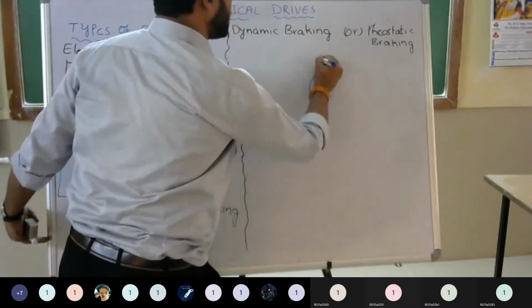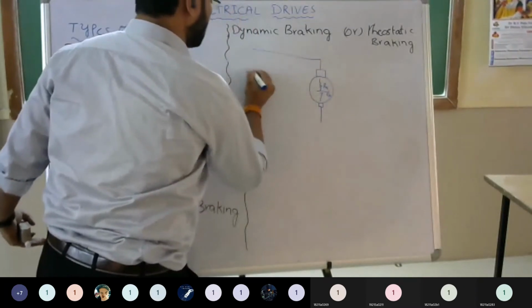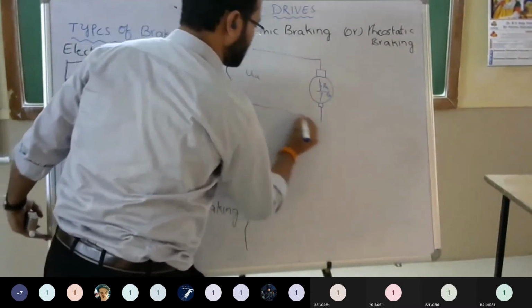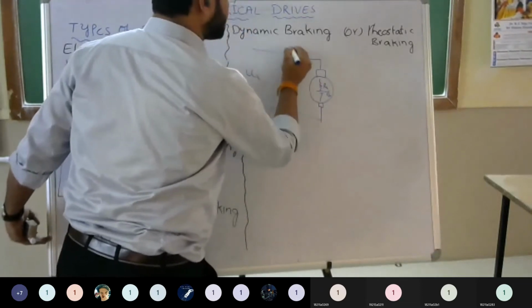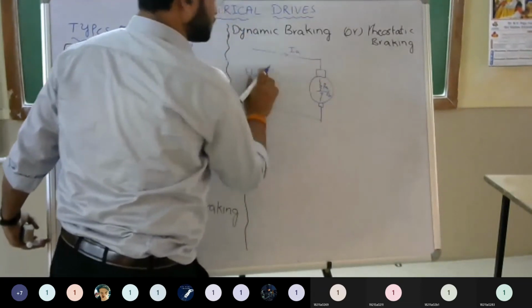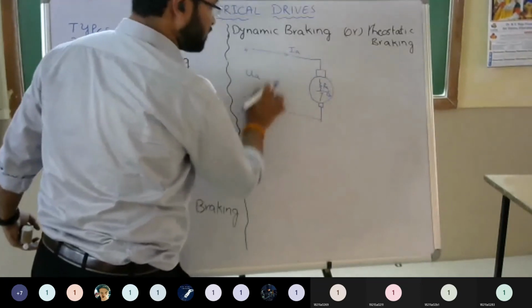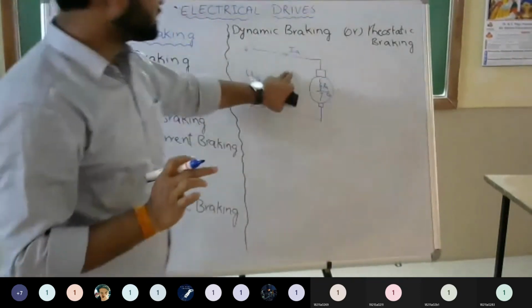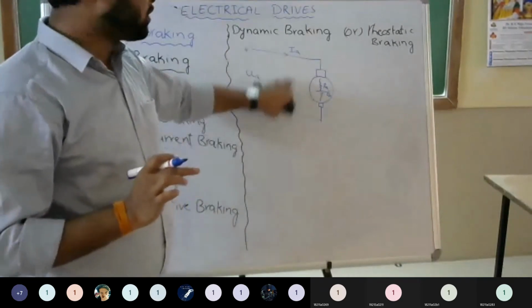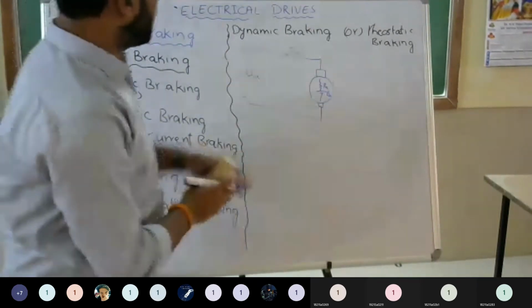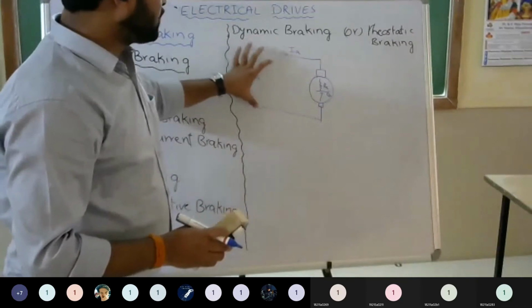How will it work? We have to give some supply. UA, I am considering as the supply. So the armature is connected, and the current comes in this direction. This one is positive, this one is negative. The connection is coming in this way, so the motor is running. Now the motor is running. What will we do? We will cut the input voltage.